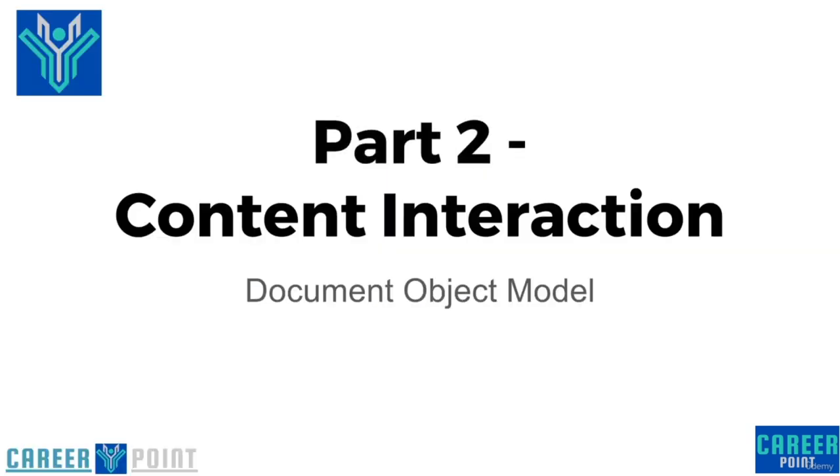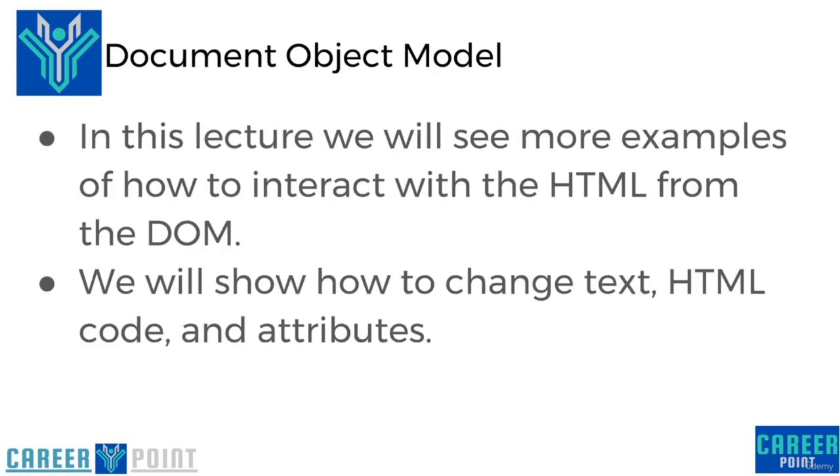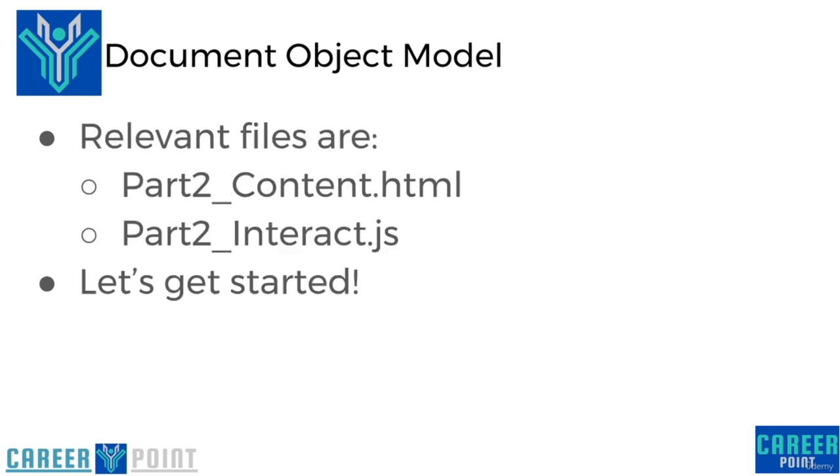Hello, everyone, and welcome to part two, content interaction. In this lecture, we're going to be seeing more examples of how to interact with the HTML from the document object model. We'll show you how to do things such as change text, change the HTML code, and affect the attributes. The relevant files for this lecture are part2content.html, that's the actual file I'll have open in my browser, and part2interact.js, that's just a copy of all the commands I'll be inputting into the console.